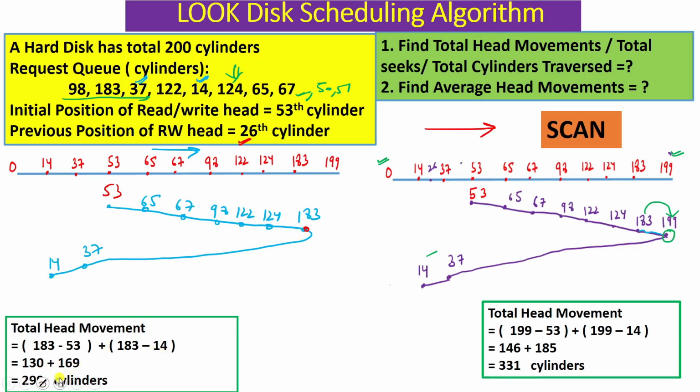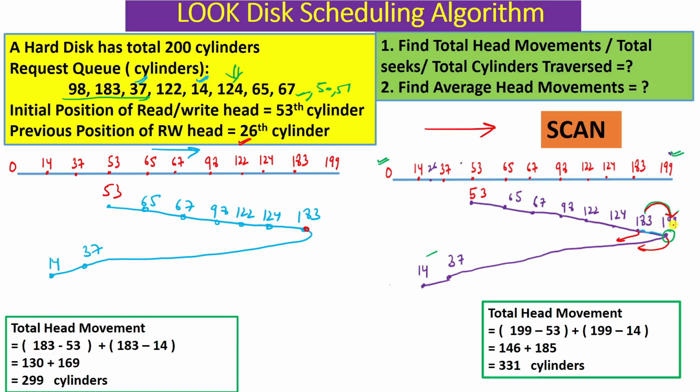So the total will be 299 cylinders, and here you can see we have 331 cylinders. Basically, if we count how many head movements are fewer in the LOOK algorithm in comparison to SCAN: in LOOK we are just changing our direction from here. So we are not moving from 183 to 199, and in the same way in the reverse we are not coming from 199 to 183. So these are the head movements that are fewer in LOOK.